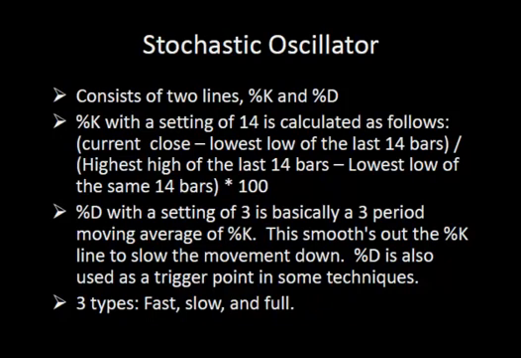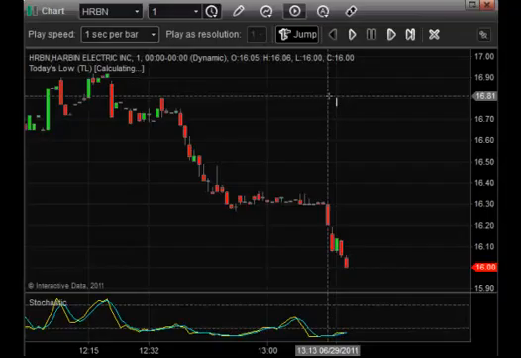The full stochastics is basically very similar to slow. The only exception is you decide how much you want to smooth the %K and the %D by. Slow stochastics, it's a setting of 3 for both. Full stochastics, you can change it to whatever you want. So let's get right to a chart so you can see some live action and see how it works.